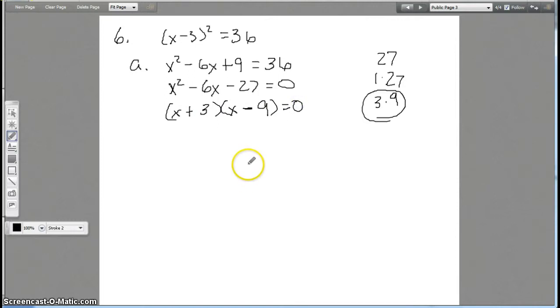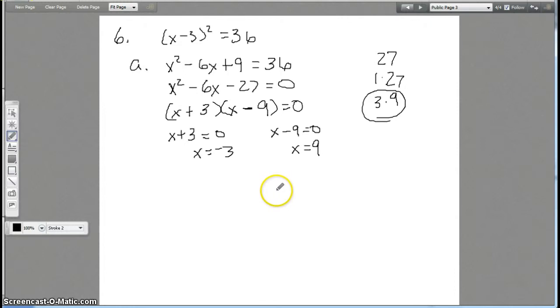Then we use the zero product property to set each factor equal to 0, because if you multiply two numbers together to get 0, then at least one of those numbers has to be 0. So we're going to set x plus 3 equal to 0, and we're going to set x minus 9 equal to 0. Subtract 3 from both sides, we get x equals negative 3. Add 9 to both sides, we get x equals 9. So x can equal negative 3 or x can equal 9.